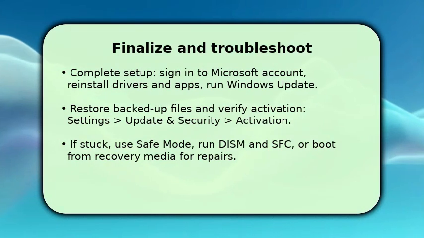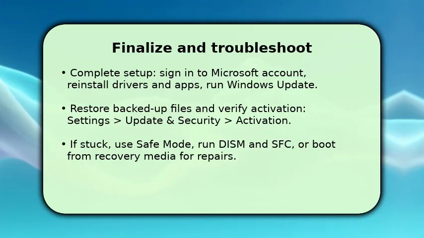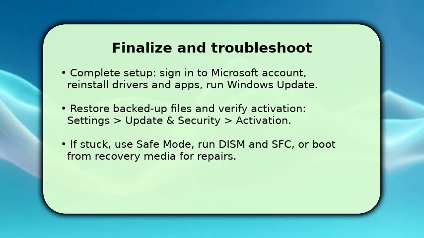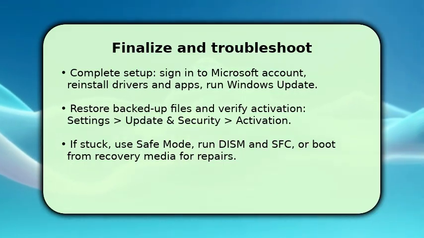Finish by signing into your Microsoft account and letting Windows Update fetch drivers and security patches. Then reinstall essential apps and restore your backed up files. Make sure Windows shows as activated in Settings, Update and Security, Activation. If not, sign in or enter your key.